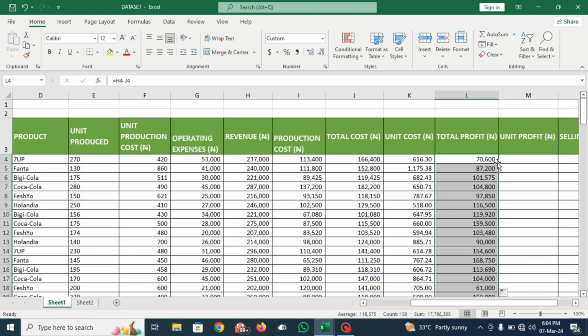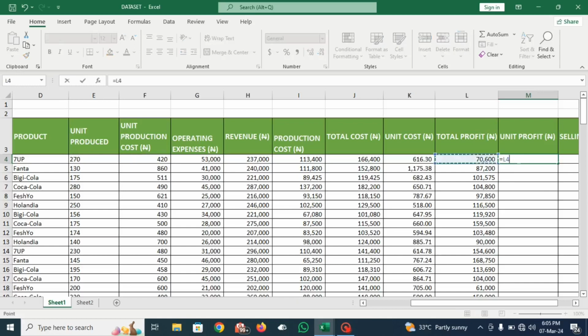So I'll just double tap. The next one here is that they said we should determine unit profit, which is also known to be the notional profit, that is profit on each unit. So what I have to do here is divide the total profit by units produced. So I'll use my equal to sign again. I'll locate the first cell, which is cell L4, then I'll apply my division sign again, then I'll locate the second cell, which is cell E4, then I'll press enter. So unit profit now for 7 Up is 261 naira 48 kobo. So let us ascertain for the remaining products.